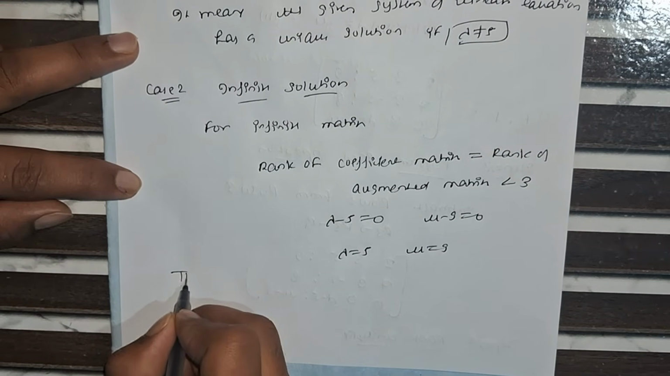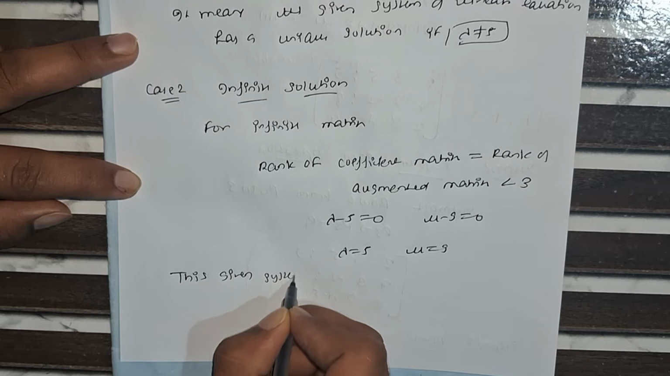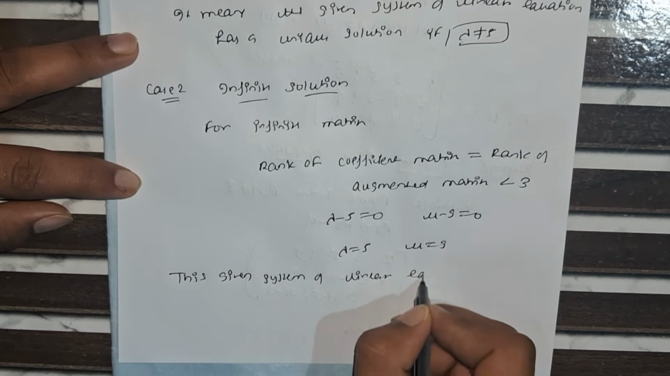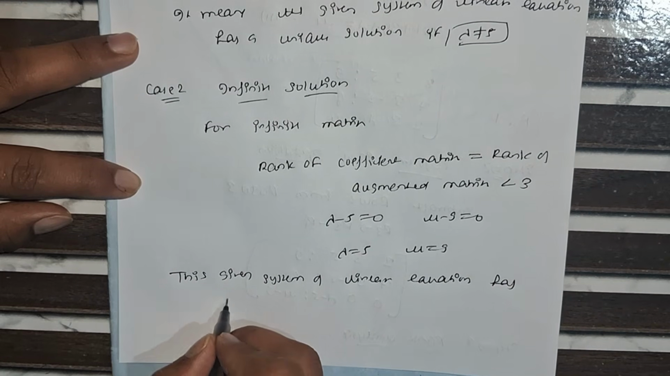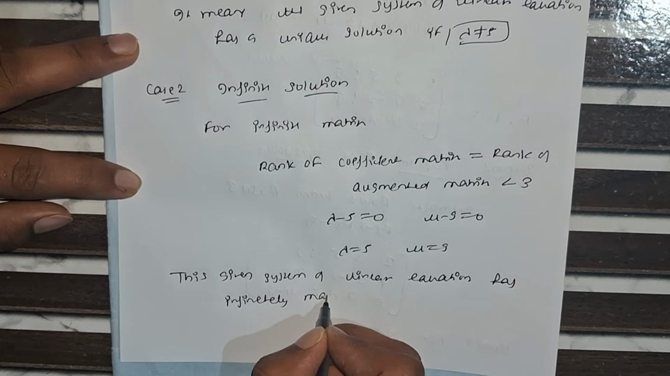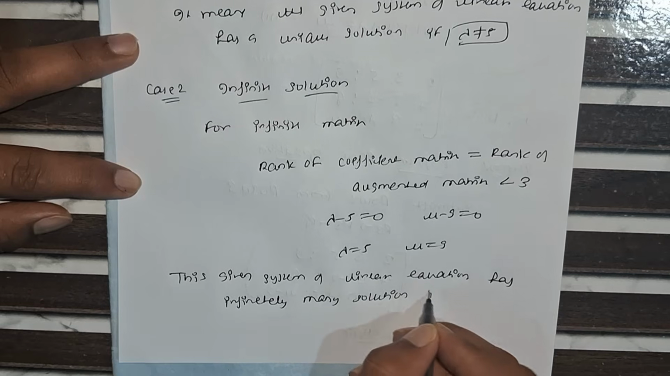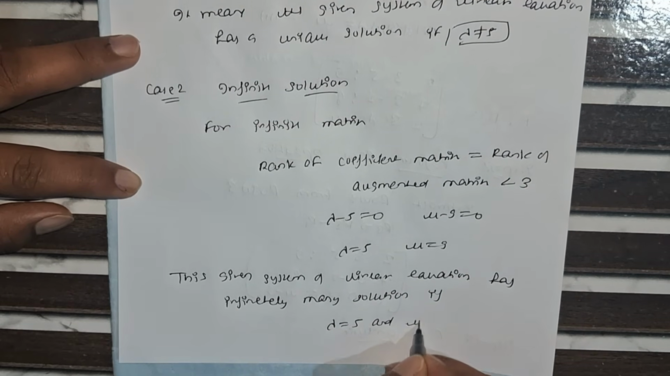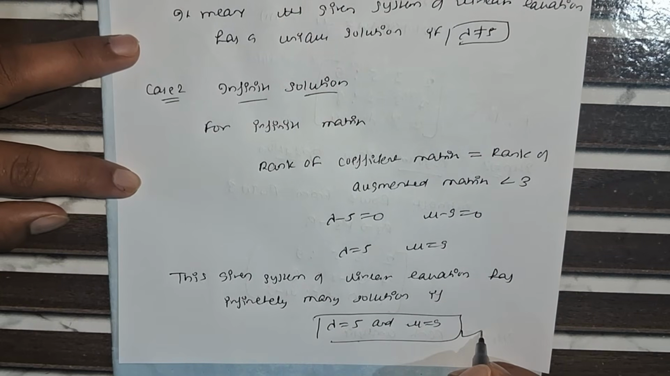So the given system of linear equations has infinitely many solutions if lambda equals 5 and mu equals 9. This is the condition for infinitely many solutions.